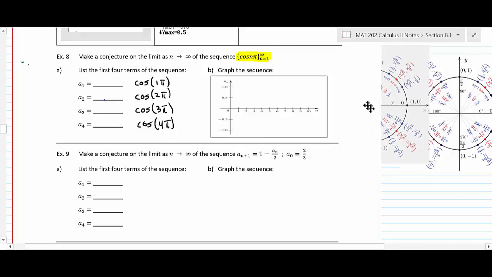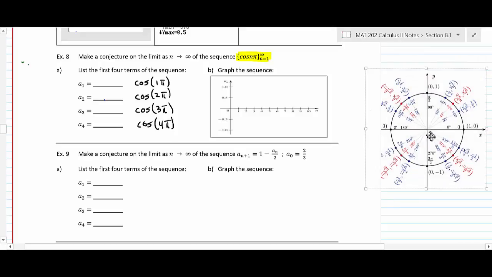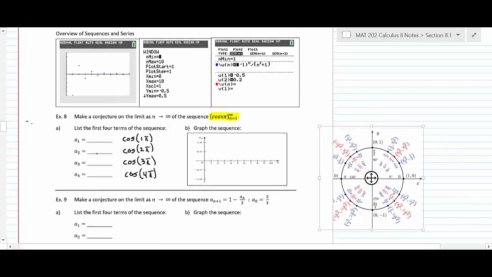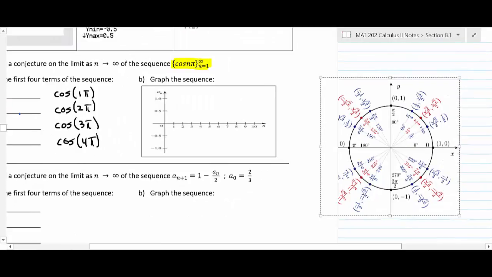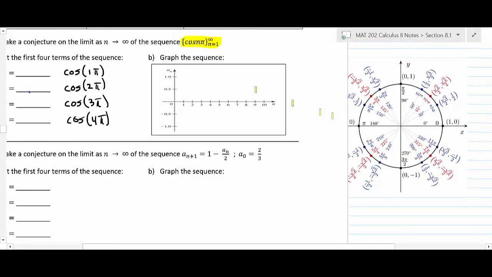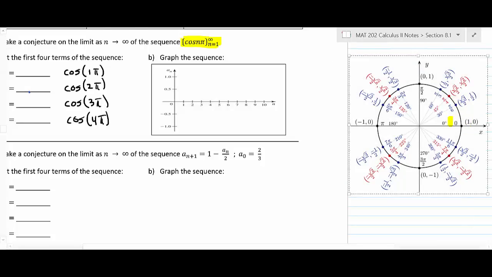And then this is a real easy unit circle thing, basically. If you look at this on a unit circle, if you're doing a cosine, what are you looking at? You're looking at the x value, right? So it's going to alternate. The cosine of 1 pi is going to be -1. Cosine of 2 pi is going to be 1. And this is just going to alternate over and over again.